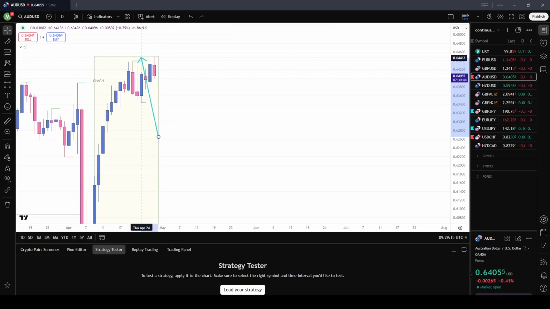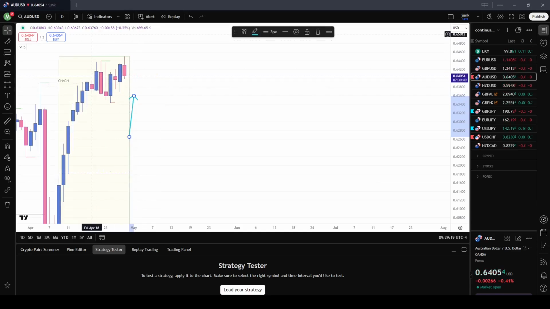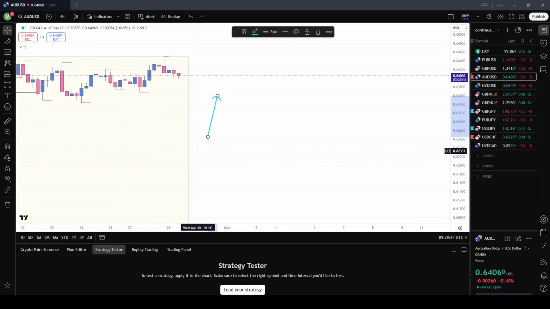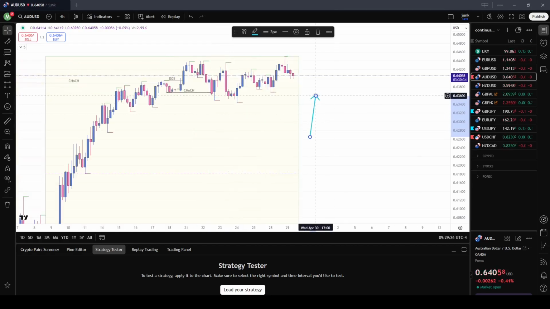As Tuesday opened, it swept the highs and started to push back down. So we don't know how strong these sellers are now that they've stepped back in, but we could possibly be looking for any type of selling opportunities if it can start to break down past some of these lows.